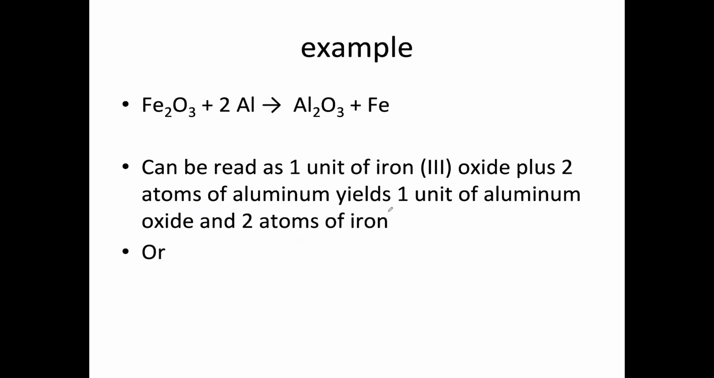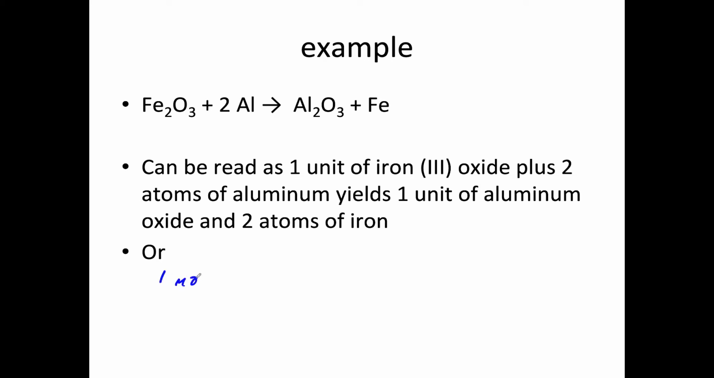If we go to the next step, this is a reaction, and we have iron oxide and add aluminum, and we add a little bit of heat, and we get aluminum oxide and iron. And this iron is actually going to be molten. It's called the thermite reaction. It's kind of cool. This can be read as 1 unit of iron 3 oxide, plus 2 atoms of aluminum yields one unit of aluminum oxide and 2 atoms of iron.